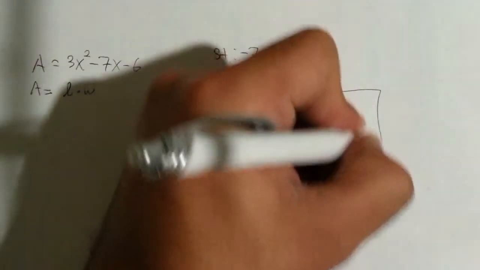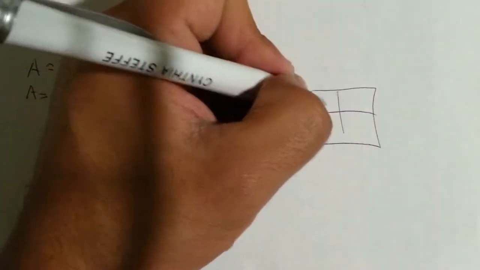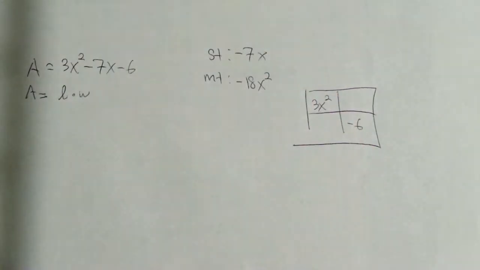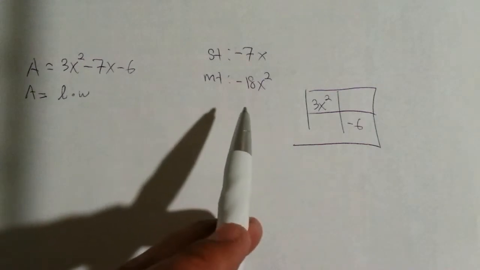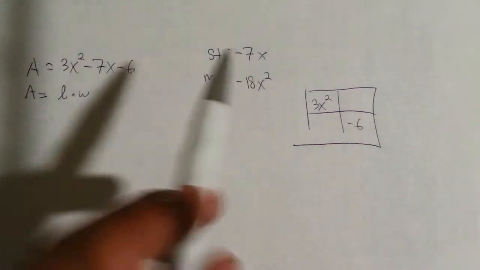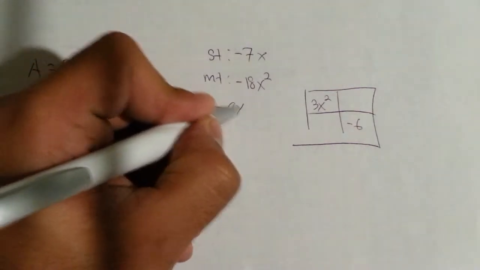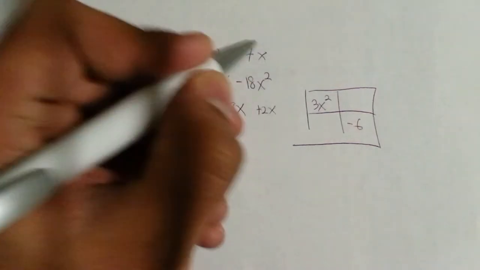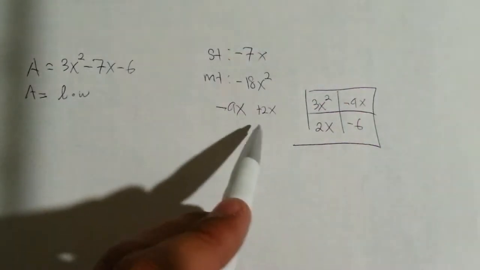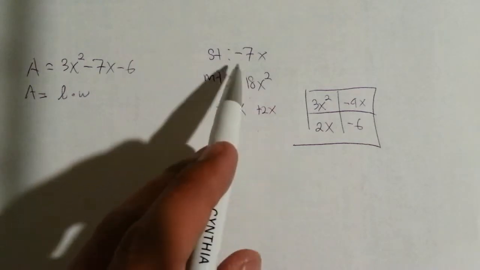So we can fill in our box with what terms we have. We've got the 3x squared and the negative 6. I can think for negative 18x squared, 9 and 2 have a difference of 7, so a negative 9x and a positive 2x. So we'll fill these in, the negative 9x and the positive 2x. If you can see, I multiply these, I'll get this. If I add these, I'll get negative 7x.